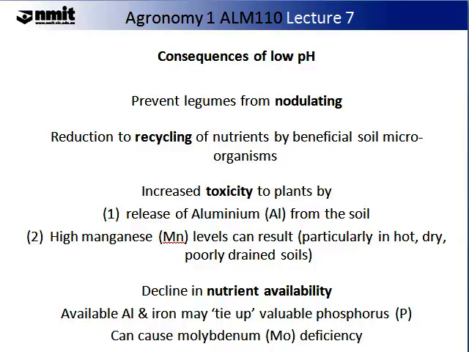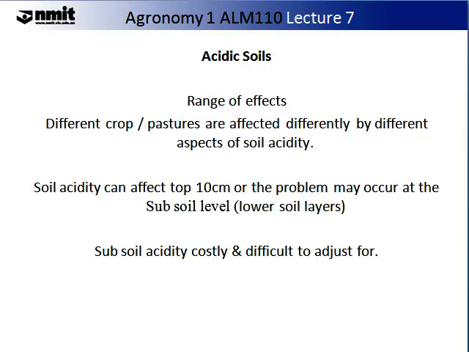It can increase toxicity to your plants by two methods. One is the release of aluminium from the soil, and two is the release of high manganese levels. High manganese levels are typically seen in hot, dry, poorly drained acidic soils. If you have low pH, you can have a decline in nutrient availability. Available aluminium and iron may tie up valuable phosphorus, for example, or it can cause molybdenum deficiency. There are a range of effects of acidic soils.